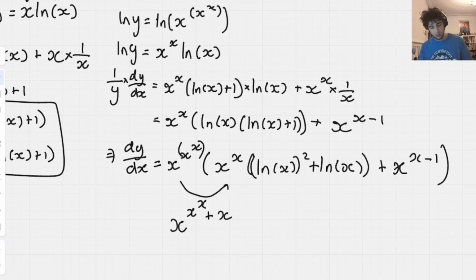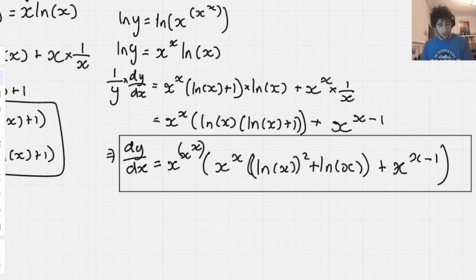Okay, so that's that one. Moving on to the last part of the question, we now want to differentiate x to the power of x, and then that to the power of x. Instead of, if I'm doing 4 to the power of 4 to the power of 4, that's not the same. Let me zoom out here as well.